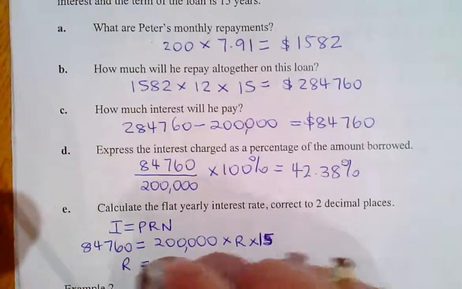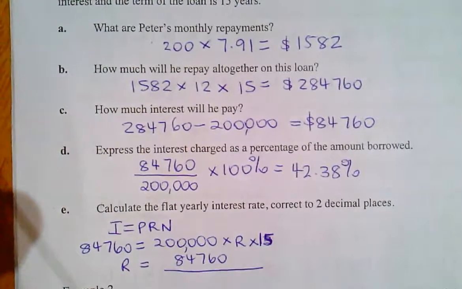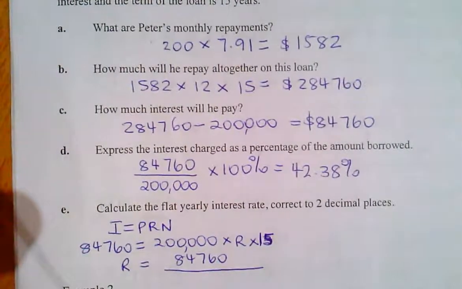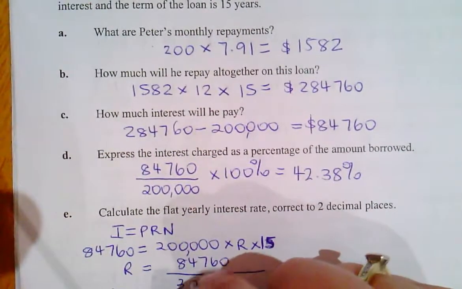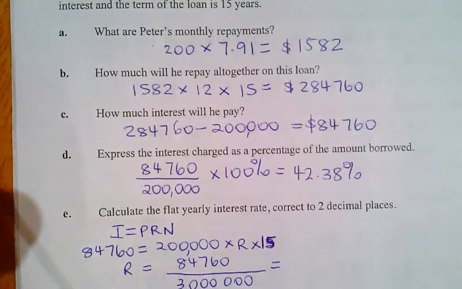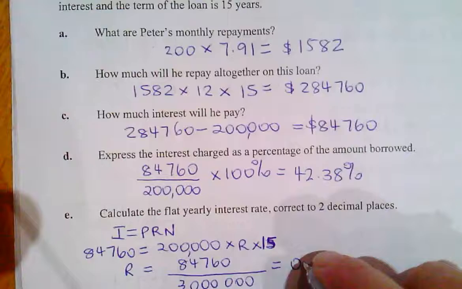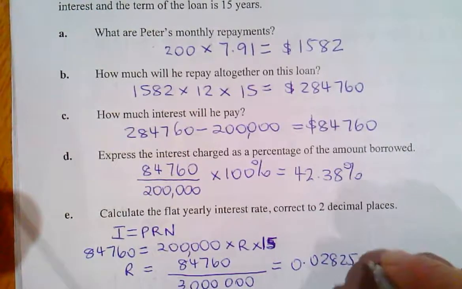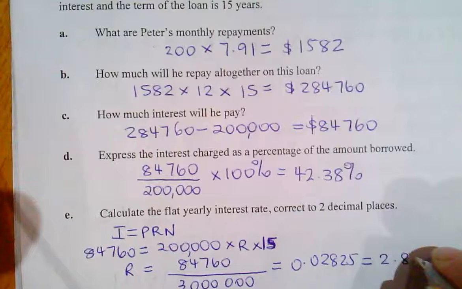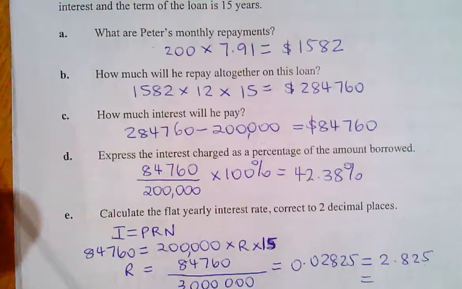So calculating that, R will be 84,760 divided by 200,000 times 15, and 200,000 times 15 is 3 million. And so R is 84,760 divided by 3 million, which is 0.02825. Now, to two decimal places, this is 2.825. Actually, that's not to two decimal places. That's to 3, so it's 2.83%.